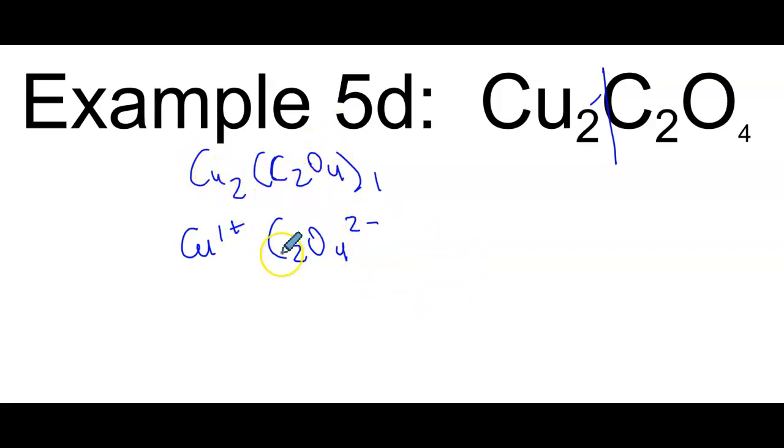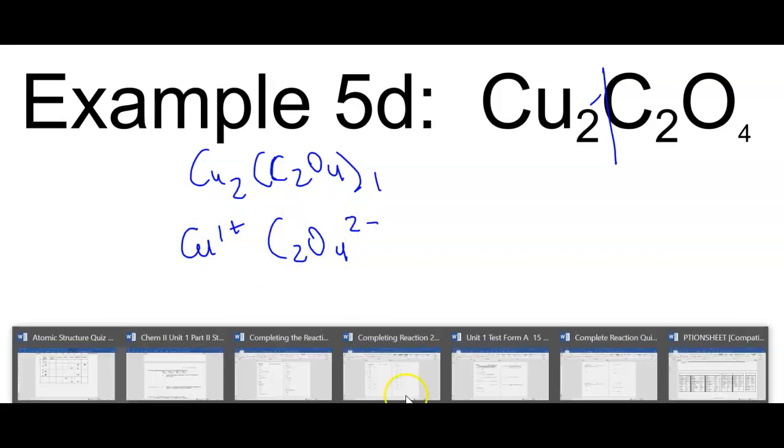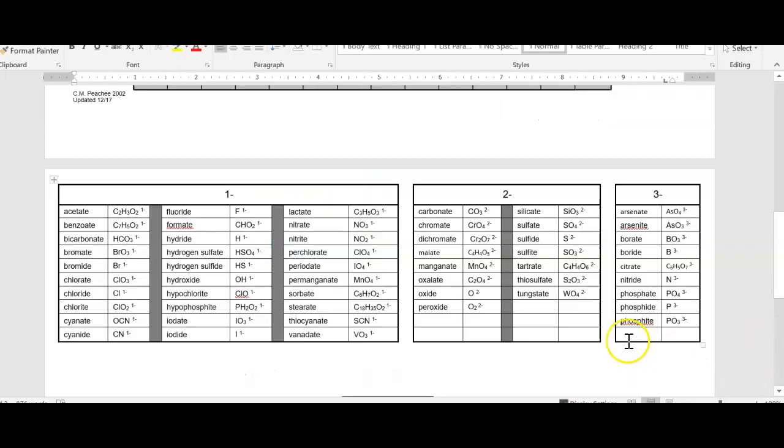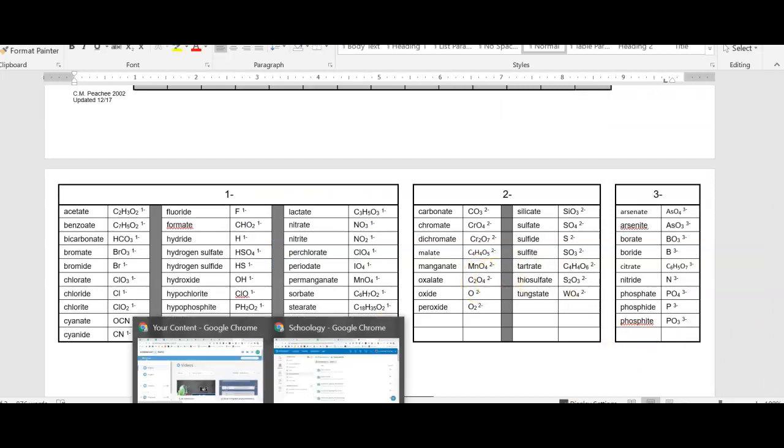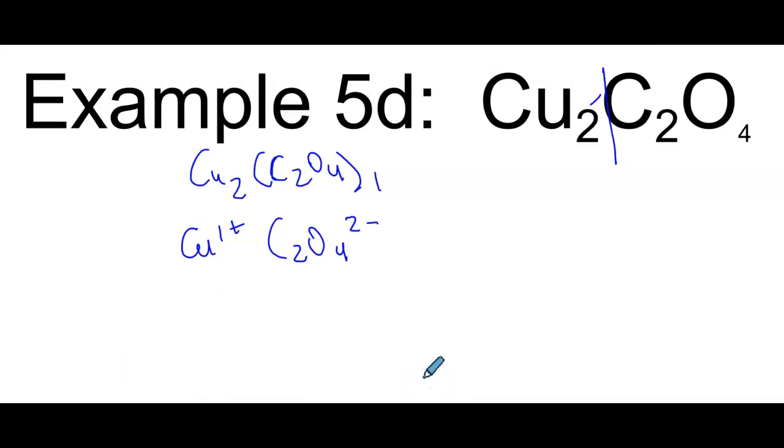So we're going to bring the 2 up. I did that. Bring the 1 up. I did that. Always plus and always minus. I'm going to look up C2O4 and see if it's supposed to be a -2 on my periodic table. And I see C2O4 as a -2, so I know it's correct. So there's no multiplying needed. Now I'm just going to name them. So this would be copper, Roman numeral 1, oxalate.